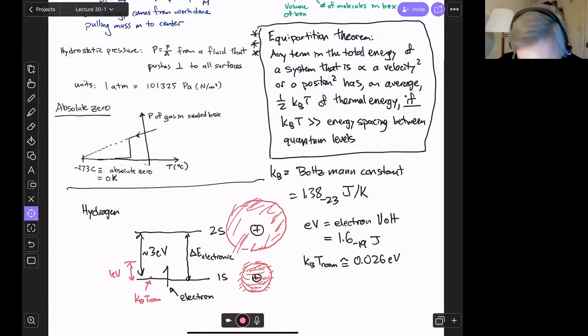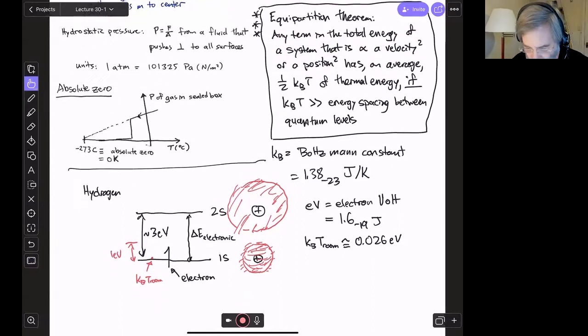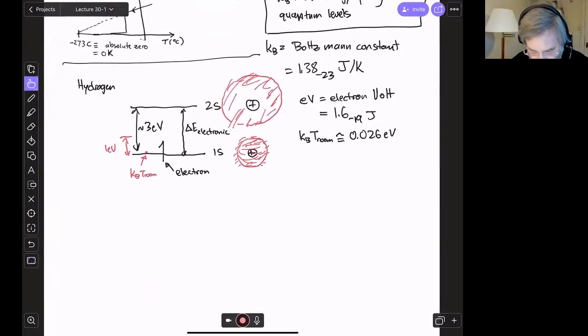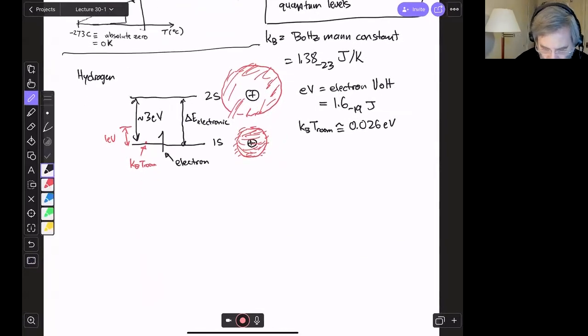Okay, so now we're going to use this. So now let's go back to unpacking the equipartition theorem and talk about the first part of it, a term in the total energy that's proportional to a velocity squared or a position squared. And the best way to explain that part is to do an example. So let's go back to our kinetic theory of gases example. So here's the wall of the box, and here is a molecule which is bouncing off of the wall like this.